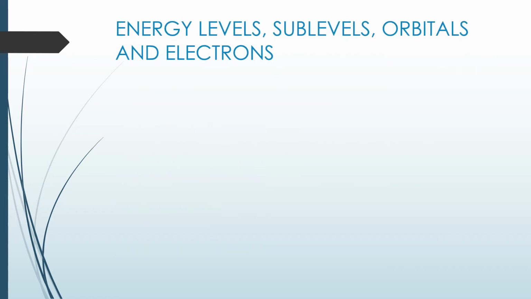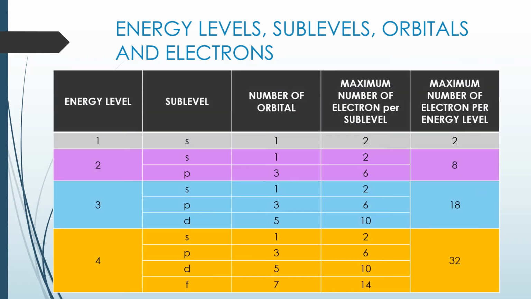Let us now study the relationship between the energy levels, the sublevels, the orbitals, and the number of electrons in an atom. So the first column here, we have the main energy levels. The second column, we have the sublevels of energy for every main energy level. The third column shows you the number of orbitals contained by the sublevels. The fourth column tells you the maximum number of electron per sublevel, and the last column tells us about the maximum number of electron per energy level.